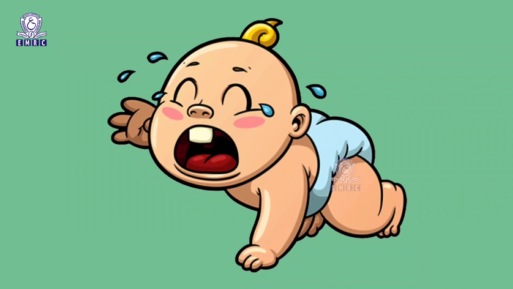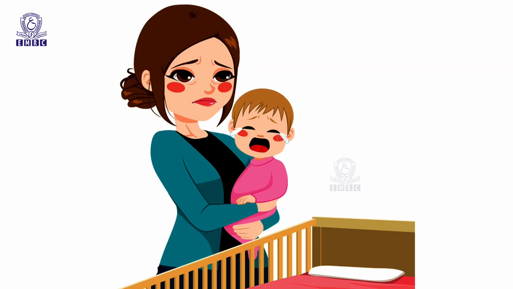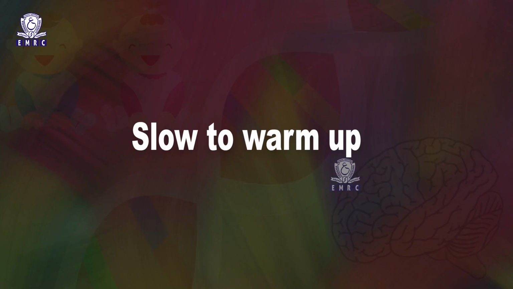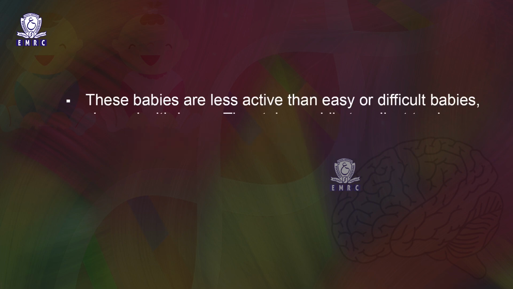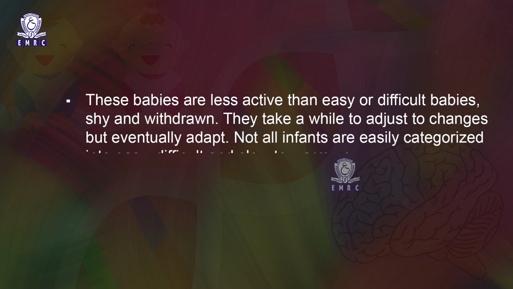Difficult. These babies cry and fuss a lot. They don't have regular, predictable sleep patterns. They are awakened more than other infants, and they aren't easy to soothe when they are upset. Parents know when they have a baby with a difficult temperament because the infant is stressed and stressful to take care of. Slow to warm up. These babies are less active than easy or difficult babies, shy and withdrawn. They take a while to adjust to change but eventually adapt.